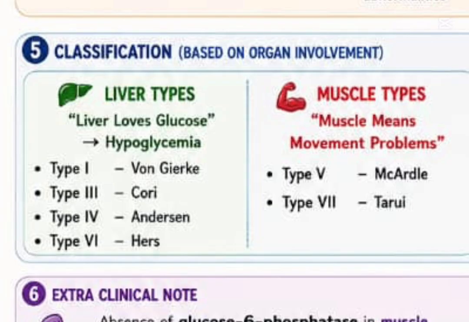Types 5 and 7, McArdle's and Tarui's disease, cause what? A muscle problem. There will be muscle weakness and it will affect most of your muscles. So based on hypoglycemia, you have 1, 3, 4, and 6. Based on muscle issues, you have type 5 and type 7.